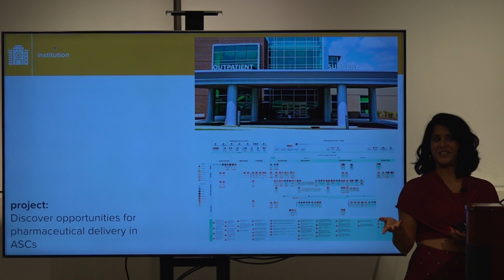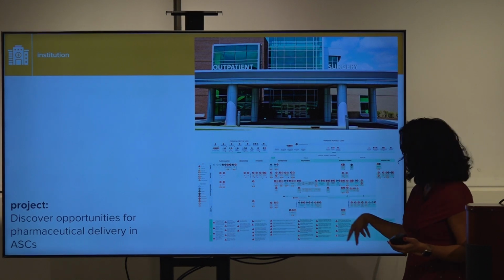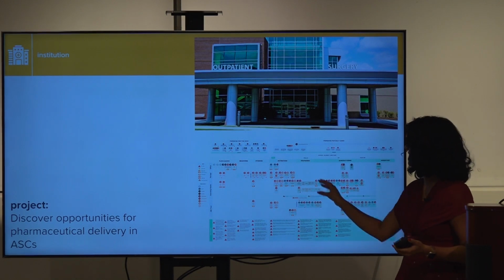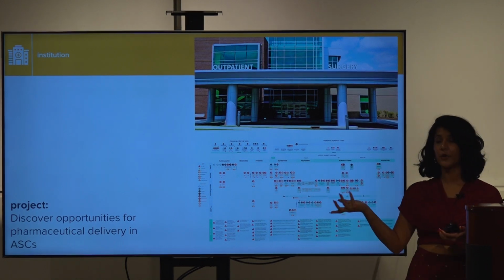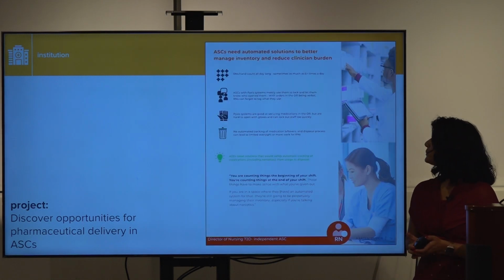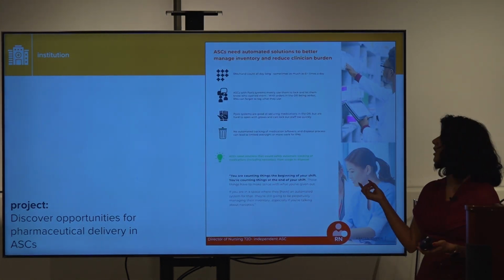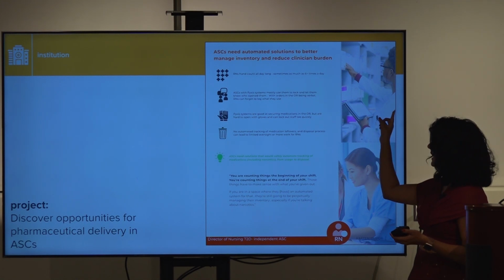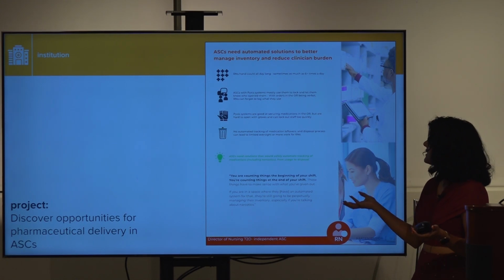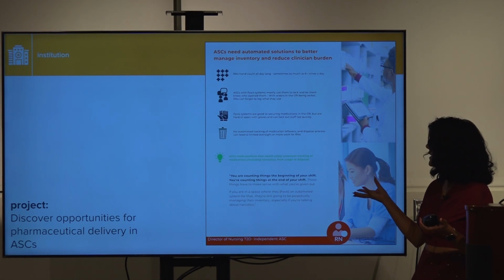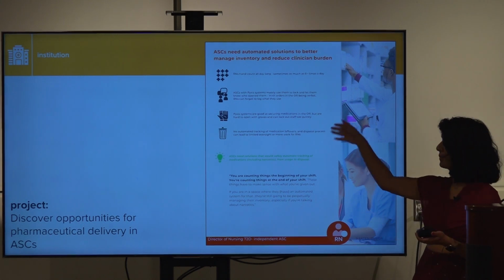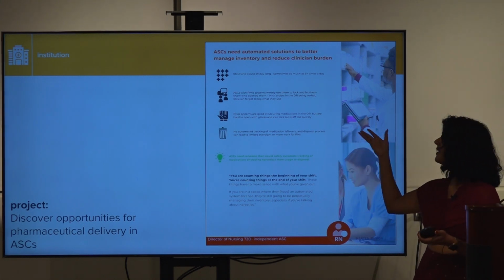So of course we did research, of course we made our lovely little workflow map with all the pain points, showcasing all the different users and what they go through during the day. And then this is kind of an example of how we present our research. So we have our needs statement. So ASCs need automated solutions to better manage inventory and reduce clinician burden. And then some points from the research to back up that statement.